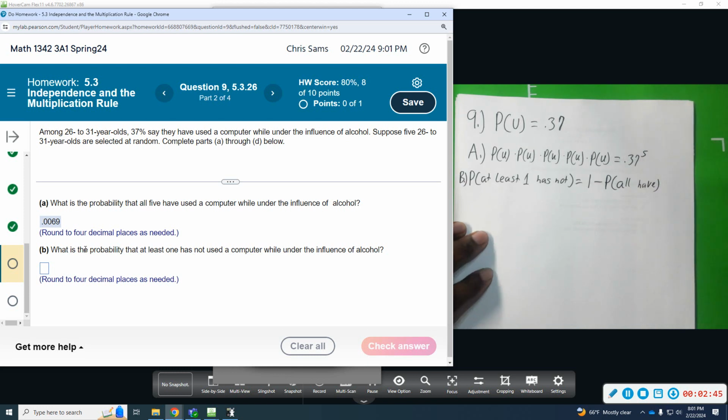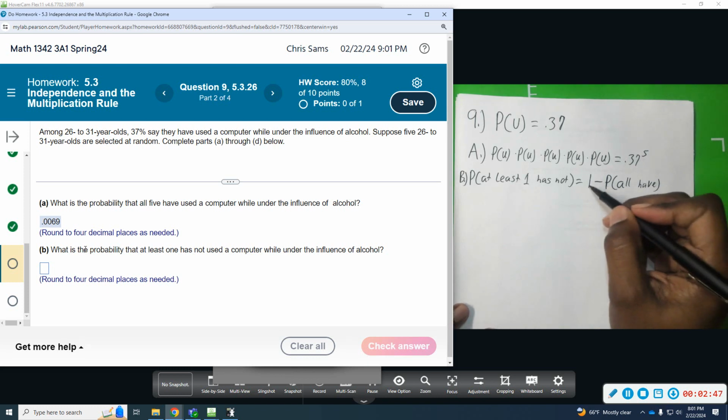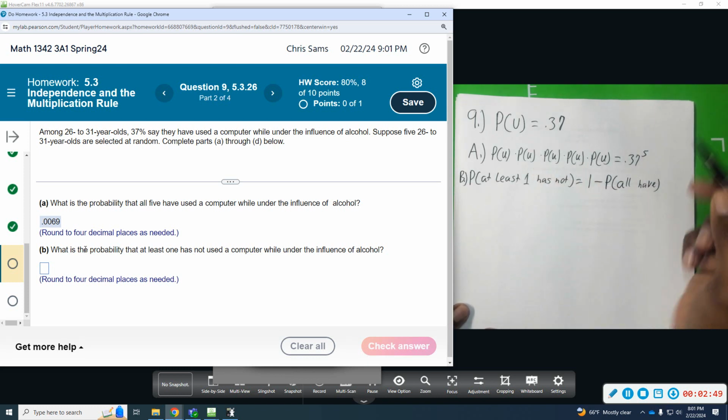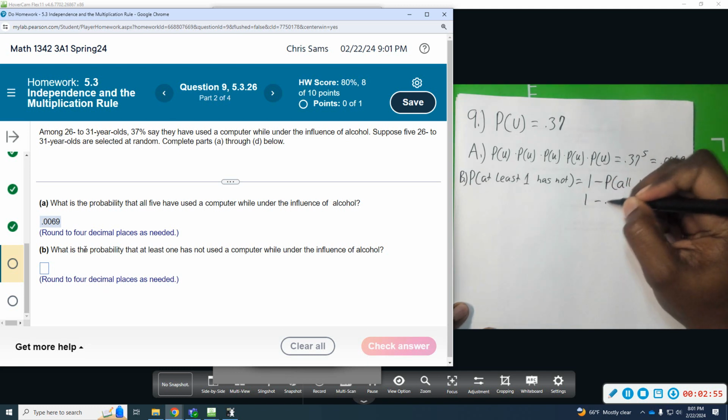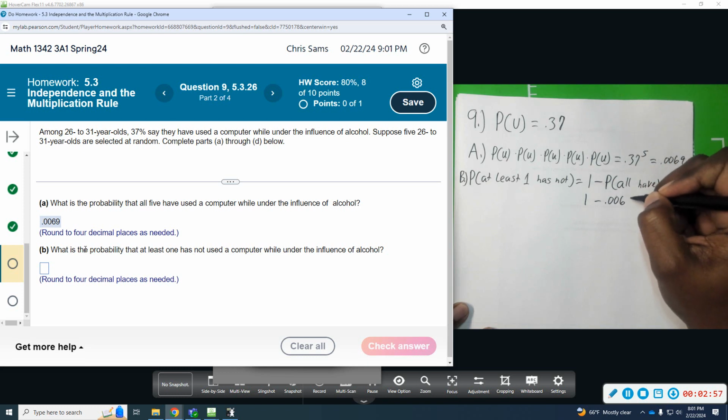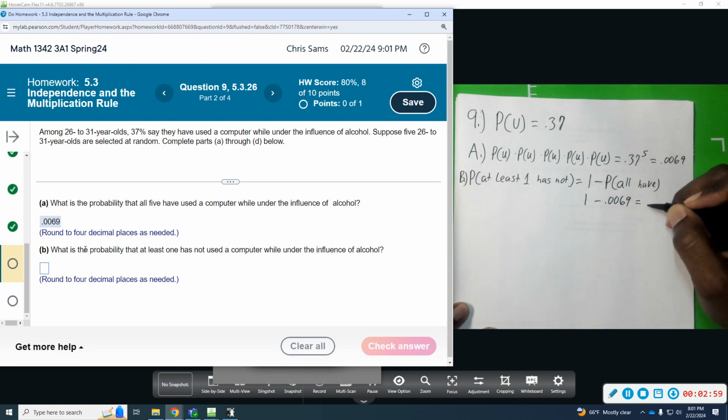Okay, so this is the recurring theme in this section. So the probability that they all have, we just computed here, which we got 0.0069. So if we do 1 minus 0.0069, it's going to leave us with 0.9931 when rounded to 4 decimal places.